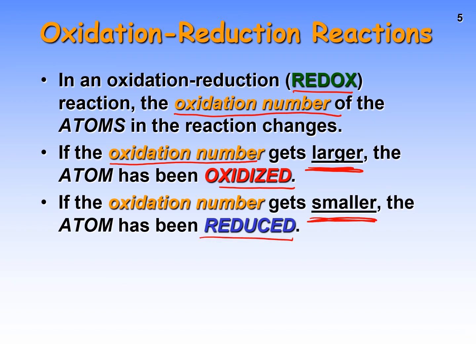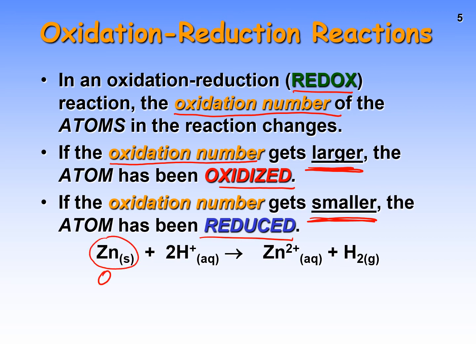So if we look at an example here, here's a redox reaction. If we look at the oxidation number of Zn, it's 0 because it's an element in its standard state. And for H+, it's +1. There are two H+, each with a +1 oxidation number, because it's a monoatomic ion, which means its charge is simply its oxidation number. Zn2+ over here is just an oxidation number of 2+, and since H2 is an element in its standard state, its oxidation number is 0.